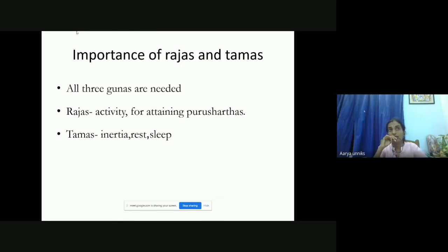Rajas and tamas have an existence at the level of guna, and when they become exceedingly high, they can go into the dosha level. So all the three gunas are needed, and we need to adopt such practices, such ahara vihara, and such understanding of rajas and tamas, so that we can keep the three gunas in balance.